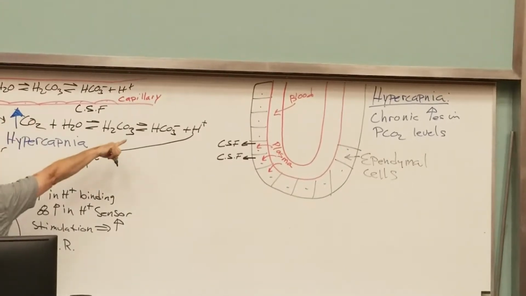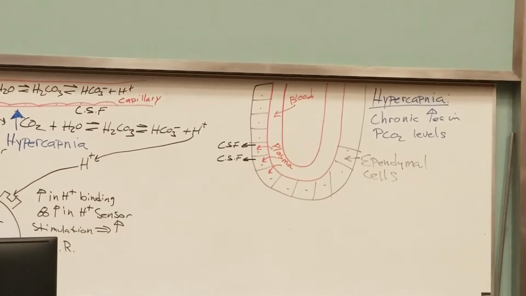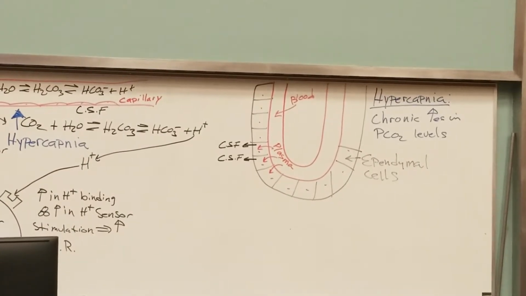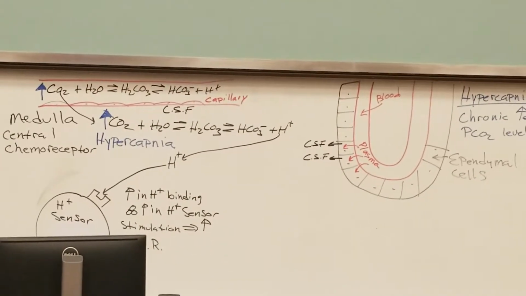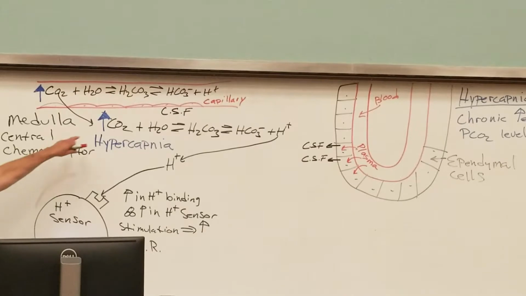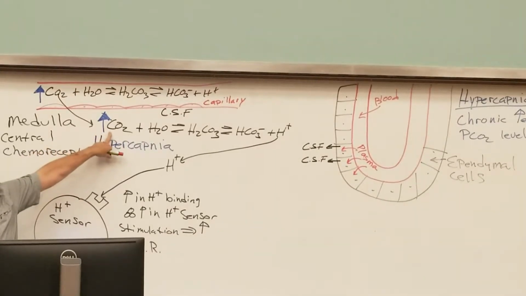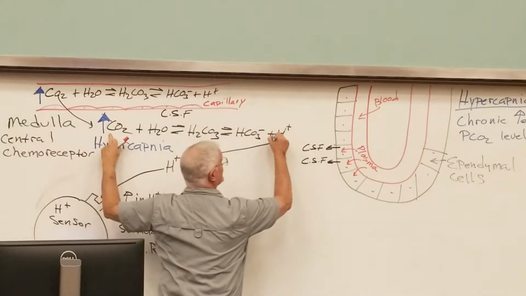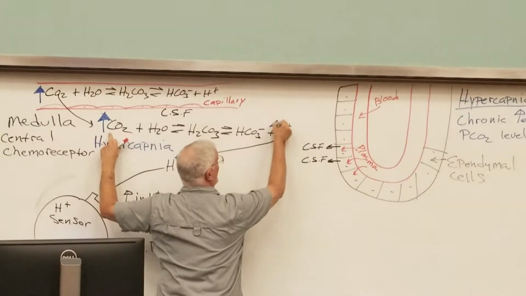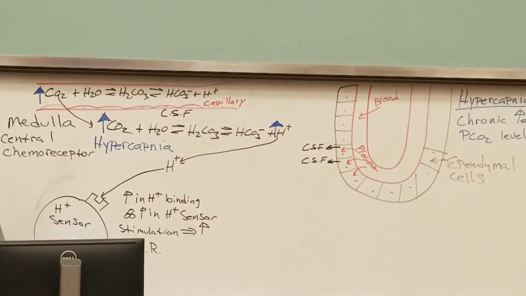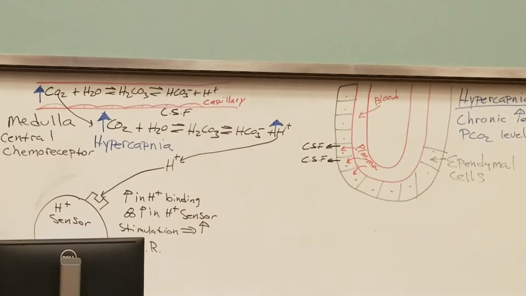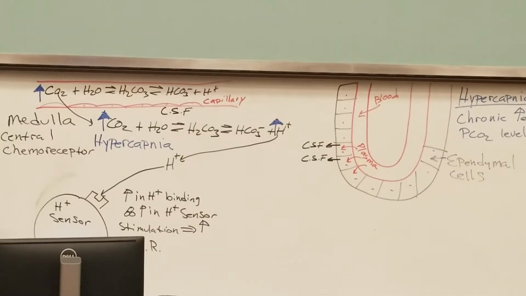What is that going to do to the hydrogen ions I have in my cerebrospinal fluid? Is it going to lower them or increase them, Kara? If I get more of this, what happens to the level of hydrogen ions? Yeah, awesome. Yes, it does. So we're going to get more hydrogen ions. If you have more hydrogen ions, what happens to your pH? It's going to go down, and that means you're becoming acidic, and we don't want to become acidic.